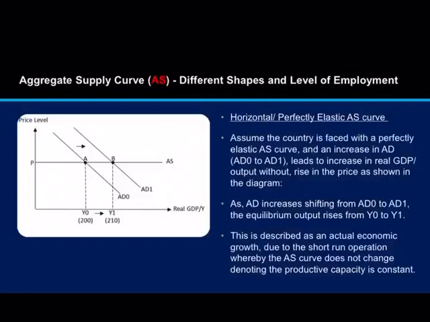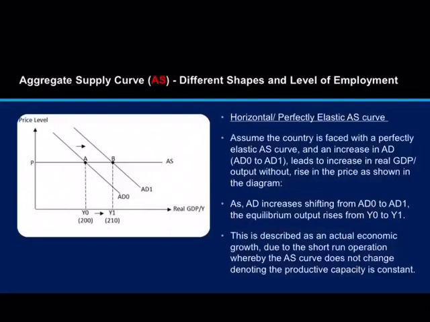So let's say there's an increase in the aggregate demand. Therefore, the aggregate demand curve shifts to the right from AD0 to AD1. So now the country has achieved a new equilibrium point at point B when the AD1 cuts the AS. At point B, you can see the price remains constant, but the output has increased from Y0 to Y1, or from 200 to 210 units.